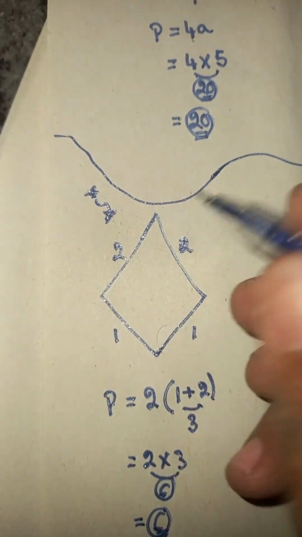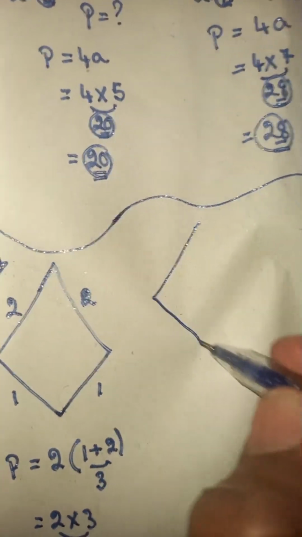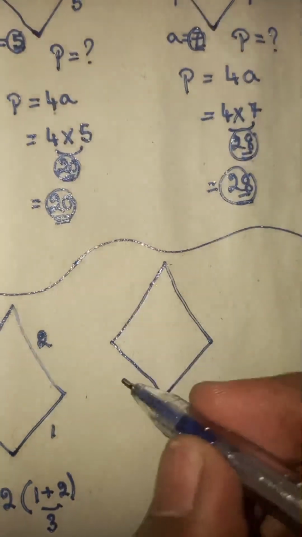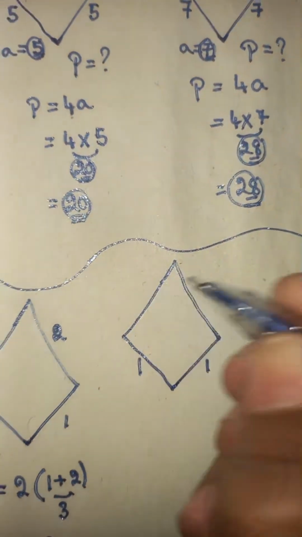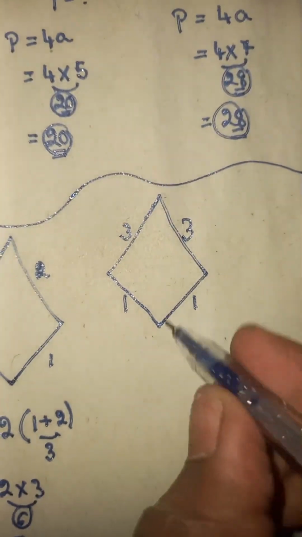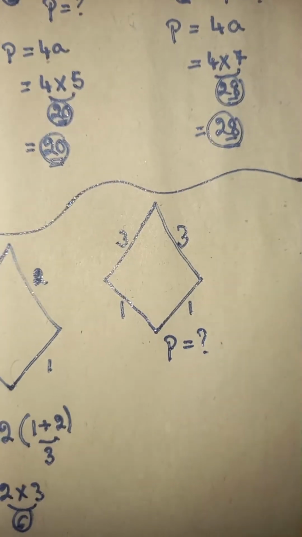perimeter of this kite. Let's take another kite, and in this kite they have given the below sides as 1 unit and the above sides as 3 units. Now also you need to find out what's the perimeter.